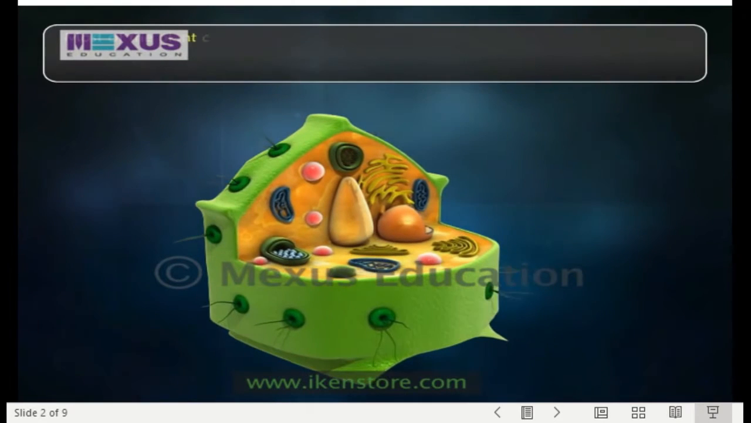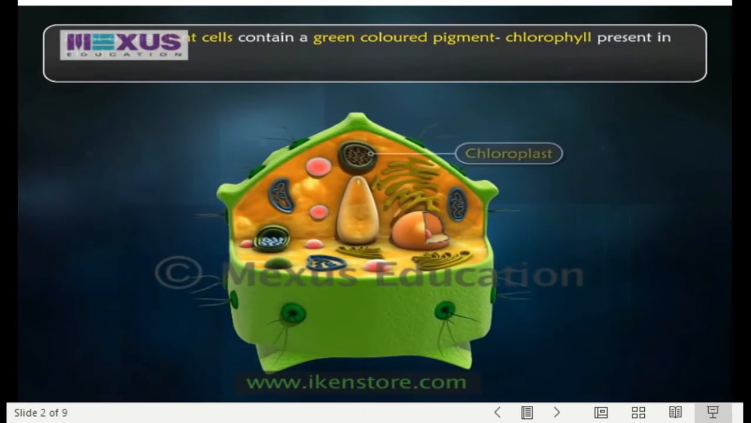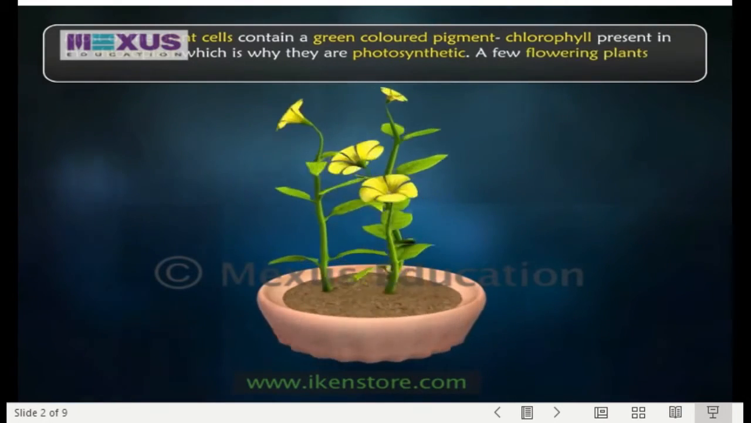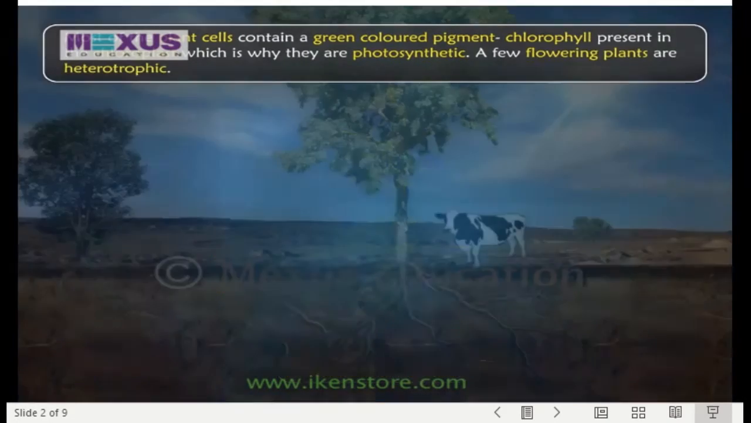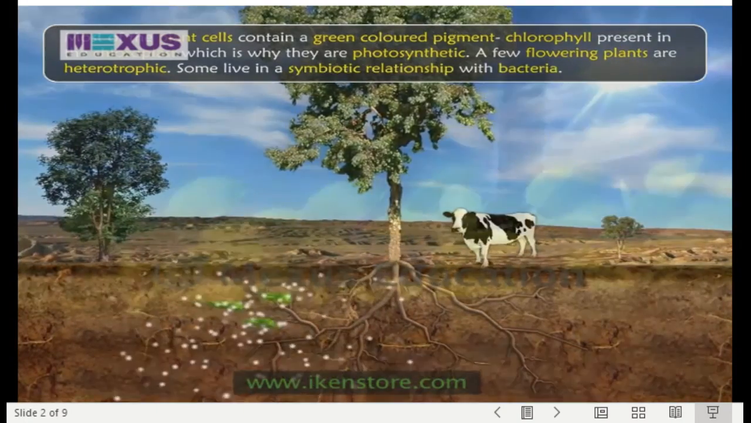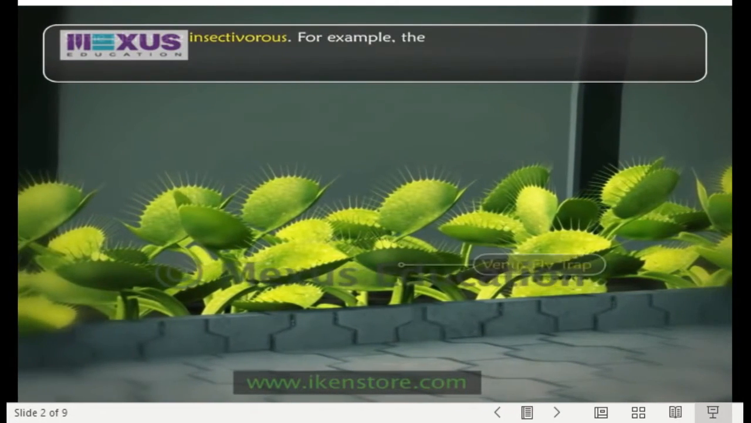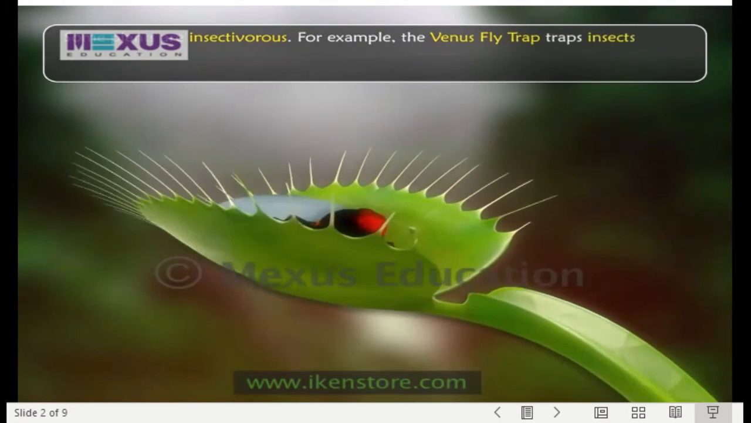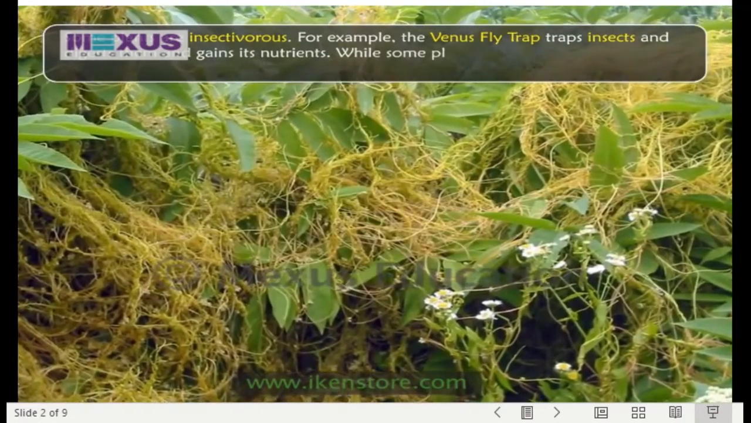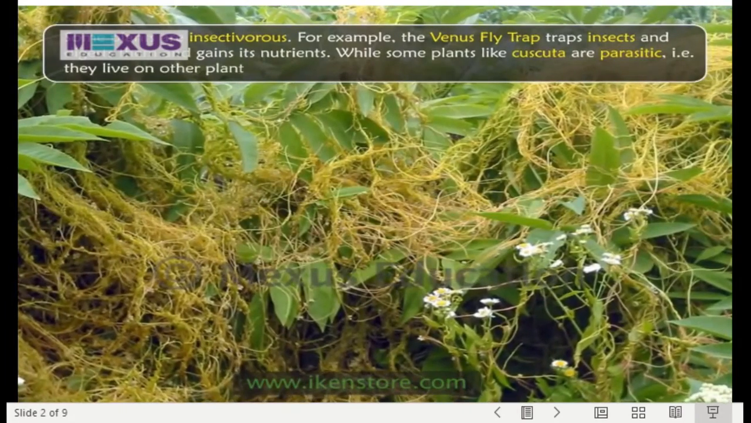Most of the plant cells contain a green-colored pigment, chlorophyll, present in the chloroplast, which is why they are photosynthetic. A few flowering plants are heterotrophic. Some live in a symbiotic relationship with bacteria. Some plants are insectivorous. For example, the Venus flytrap traps insects and digests them and gains its nutrients. While some plants like Cuscuta are parasitic. That is, they live on other plants for their nutrients.